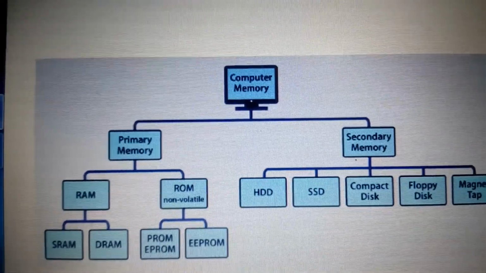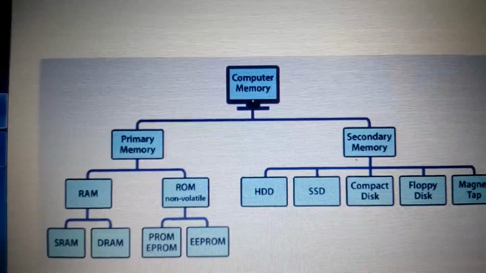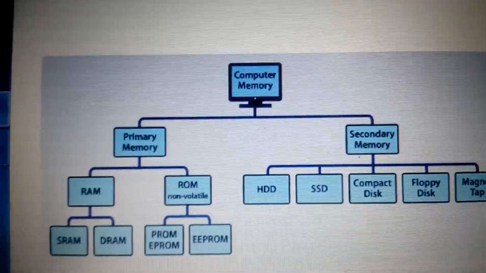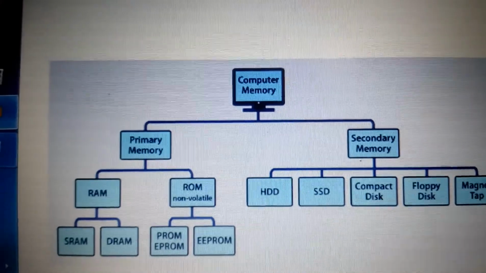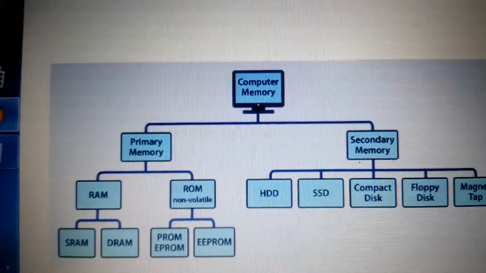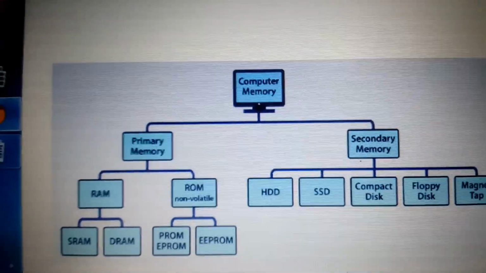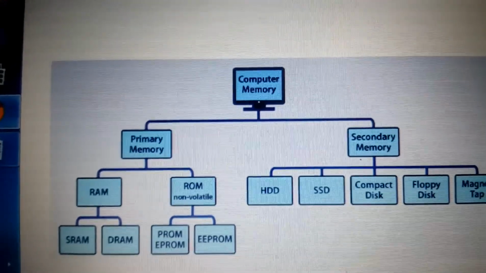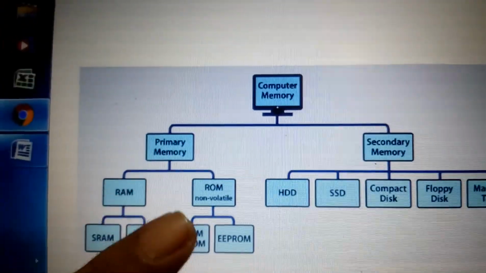A computer has two types of memory. One is primary, another is secondary. The primary memory is often called the working memory or main memory, and it operates very fast. It has two parts, RAM and ROM.